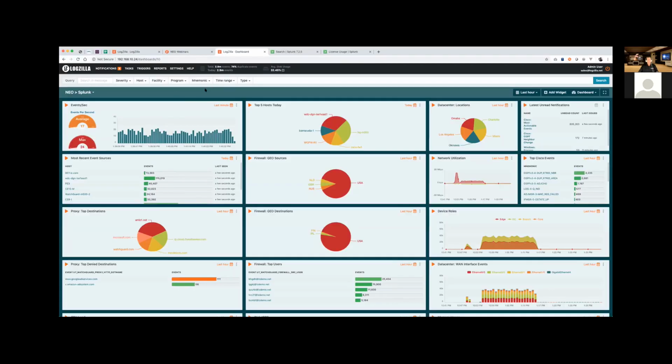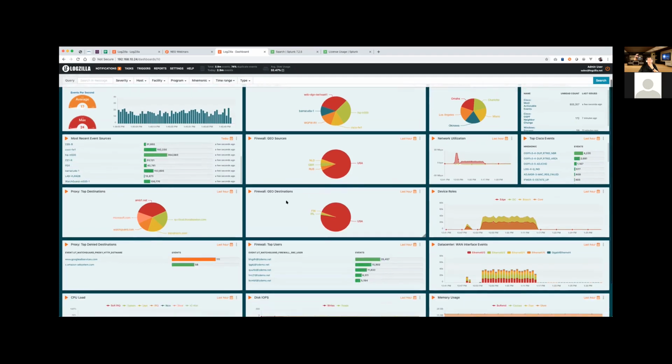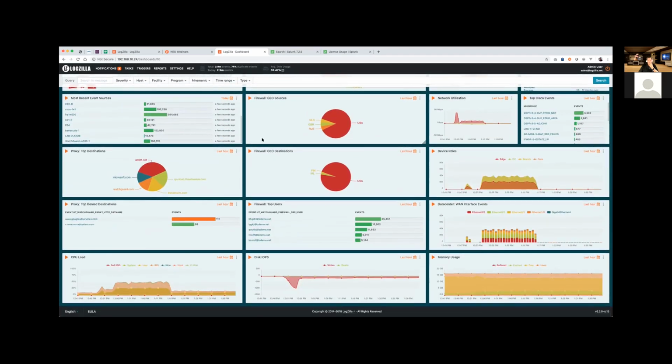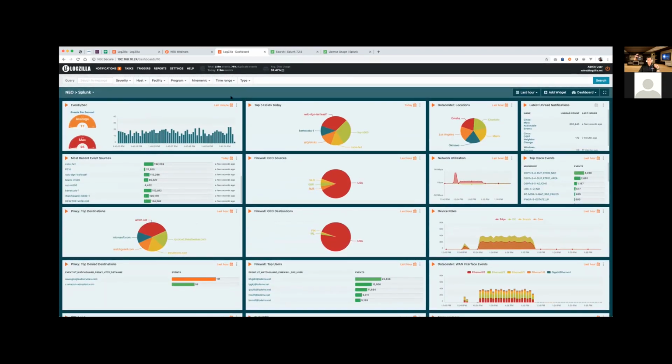And here we go. So we set this up right before the webinar started, probably about 20 minutes ago or so. And you can see there's about 3 million events in here, 74% duplicates, okay? There's firewall, network, Windows, everything's coming into this system. You've also got an eye on CPU load or IOPS or memory usage. You'll notice in LogZilla Neo, memory usage is typically extremely low. It's a very efficient system, which is part of what lends to the ability to scale so well.